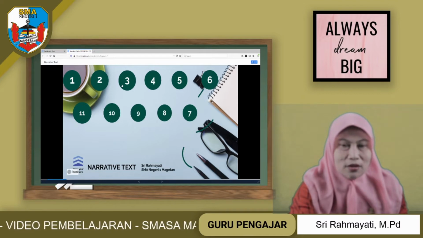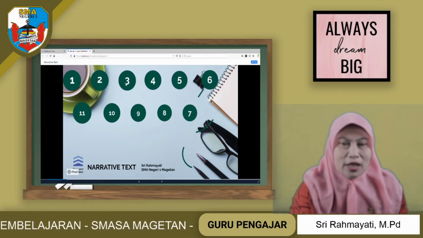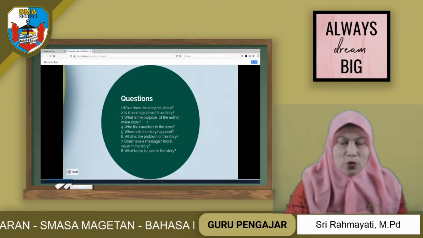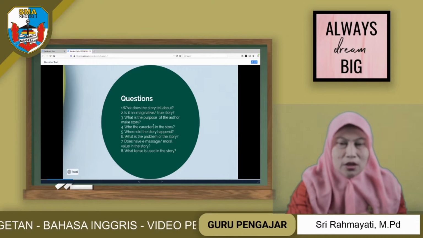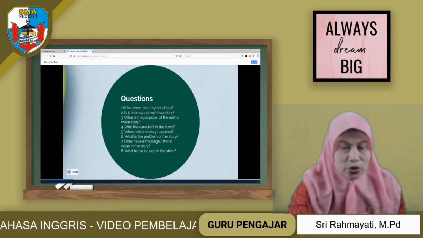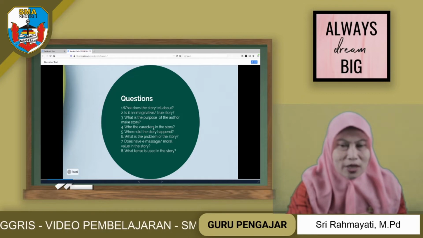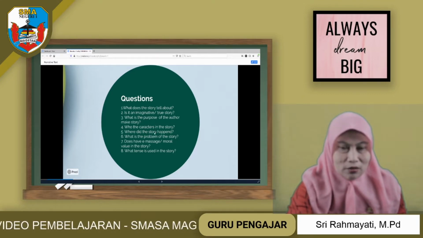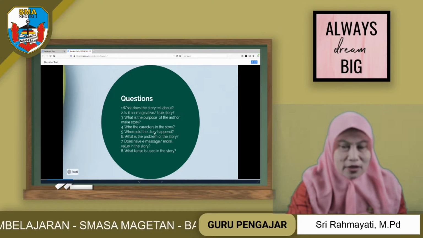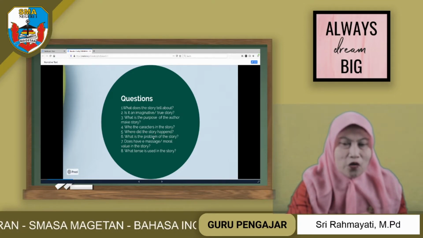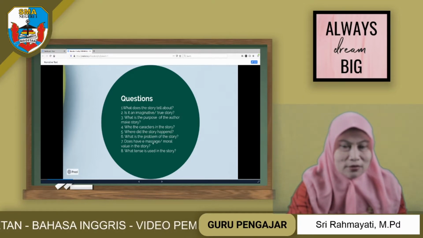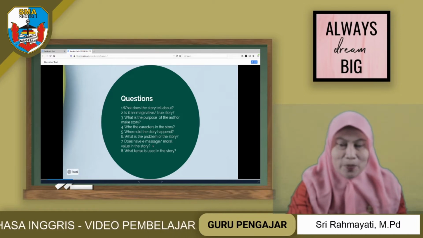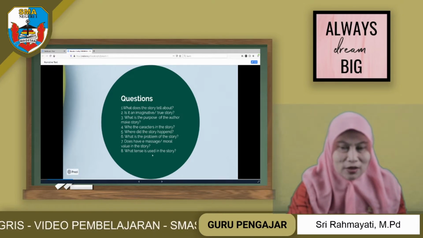Okay students, after watching the video, there are some questions for you. The questions are: 1. What does the story tell about? 2. Is it an imaginative or true story? 3. What is the purpose of the author making the story? 4. Who are the characters in the story? 5. Where did the story happen? 6. What is the problem of the story? 7. Does the story have a message or moral value? And last, what tense is used in the story?